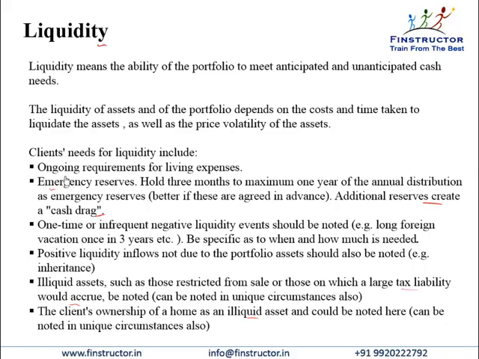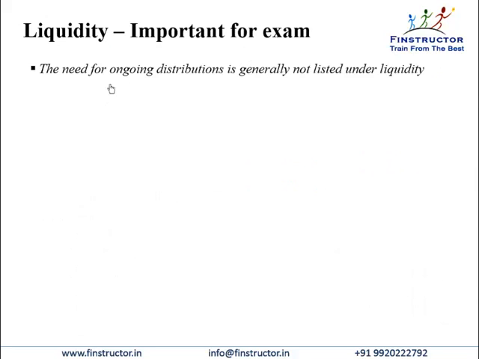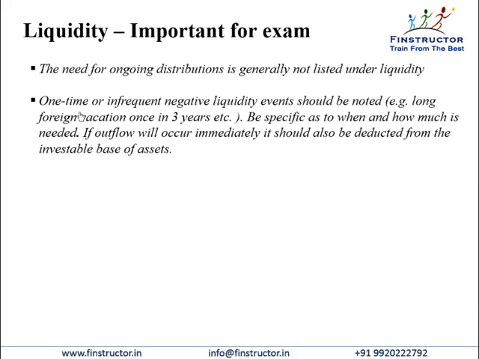Generally speaking, ongoing requirements for living expenses are assumed. They do not need to be additionally mentioned. From the perspective of the exam, the need for ongoing distributions is generally not required to be listed. Very important are these one-time and infrequent negative liquidity events that need to be noted. Again, be specific on how much and when it is needed. If an outflow will occur immediately, please note that it should also be deducted from the investable base in calculating the return requirement.